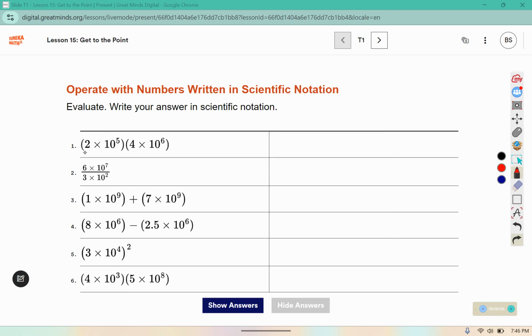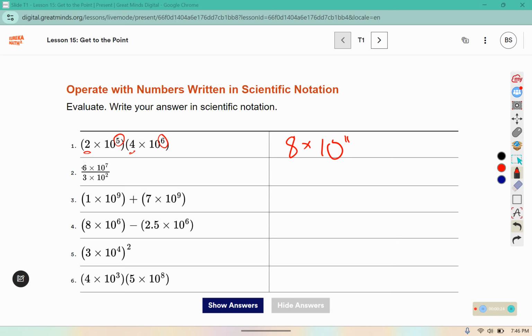Remember, for multiplication, we multiply these initial values. 2 times 4 is 8. And we add the exponents. 5 plus 6 is 11. Then you do need to check and make sure your answer is still in scientific notation.